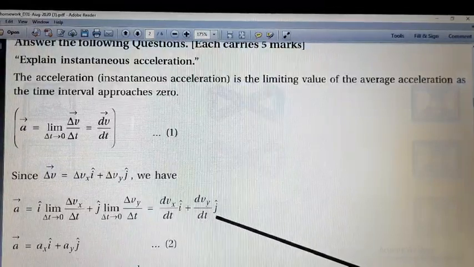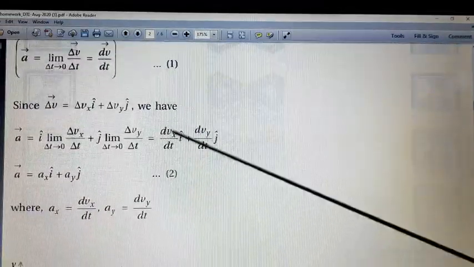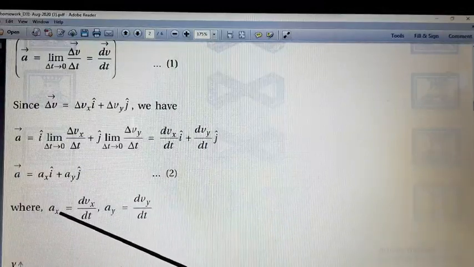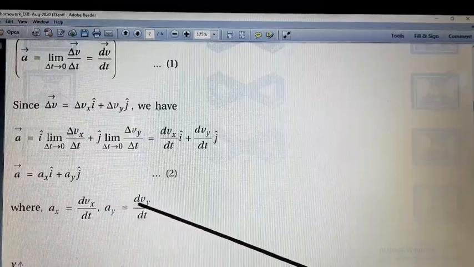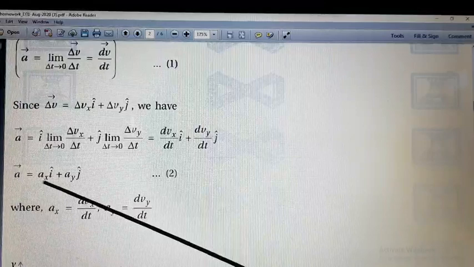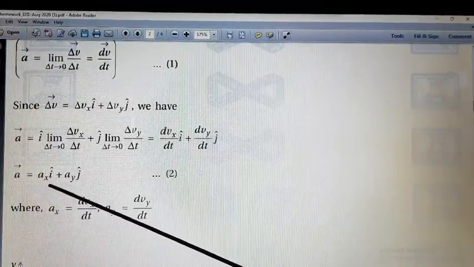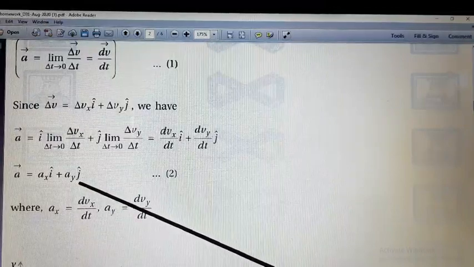Again, according to the definition of acceleration, dvx upon dt is equal to ax, and dvy upon dt is equal to ay. So we get vector a is equal to ax i caret plus ay j caret.